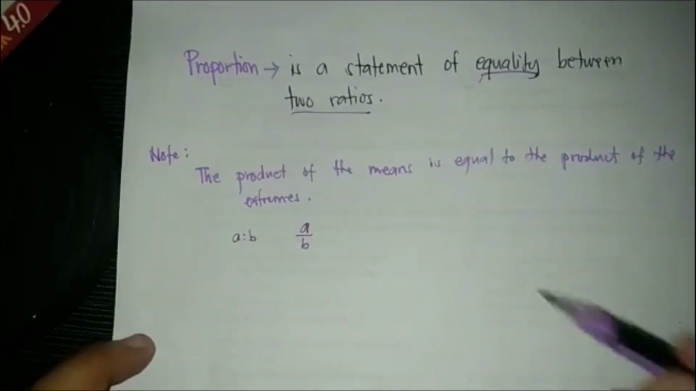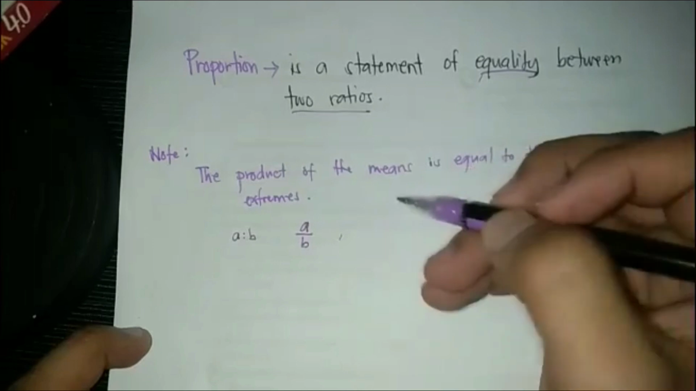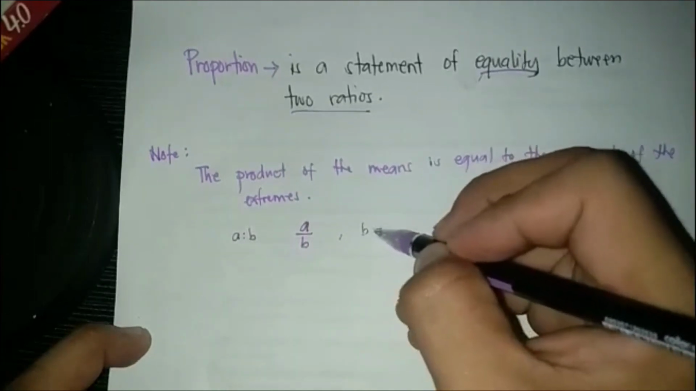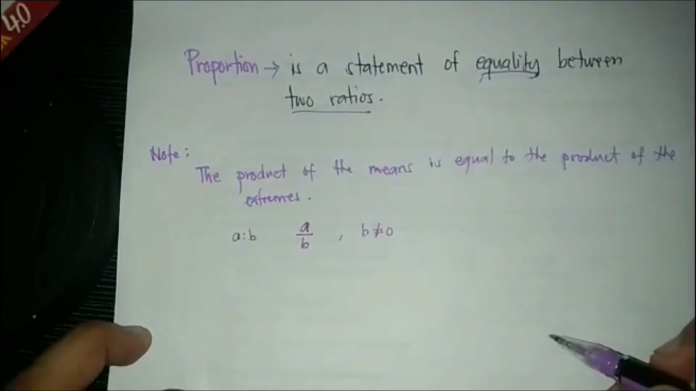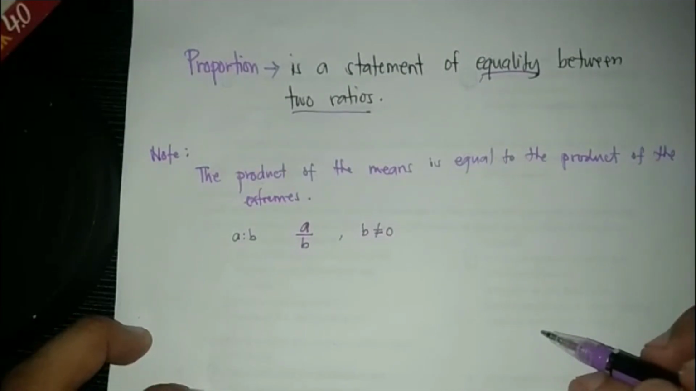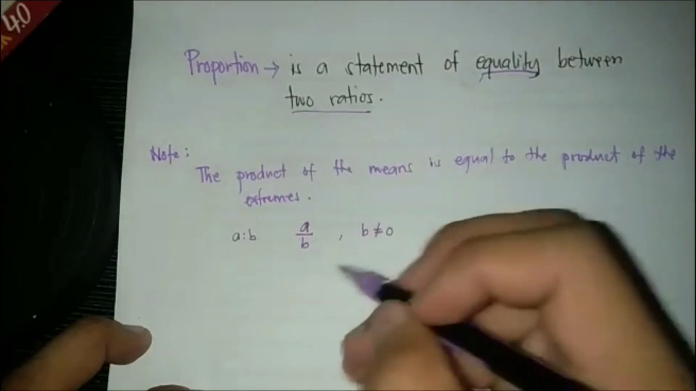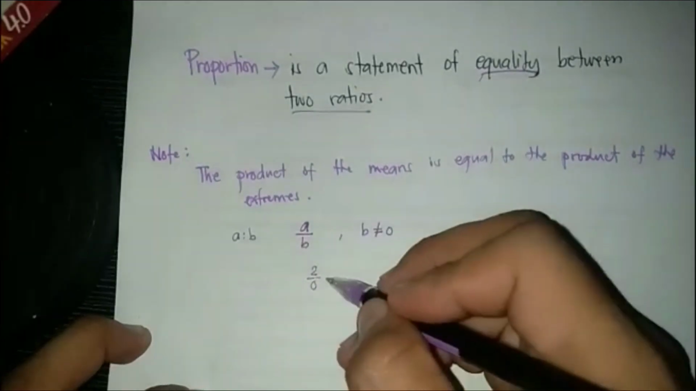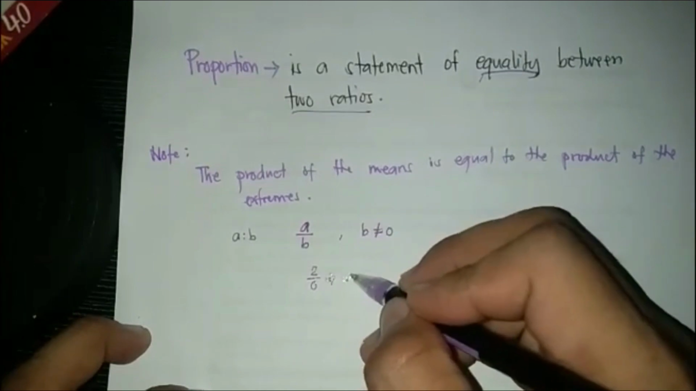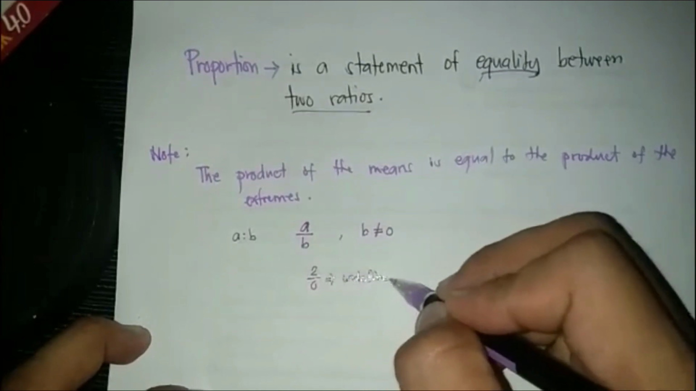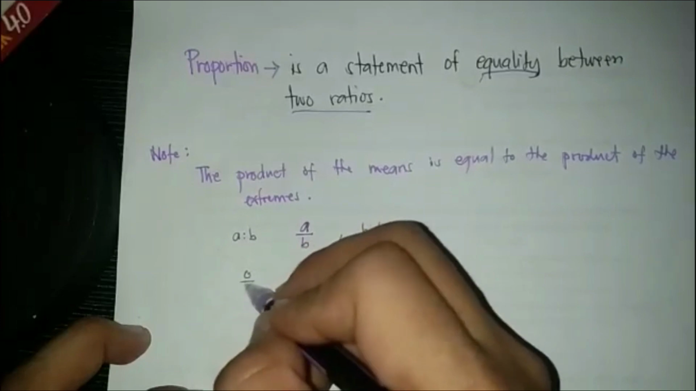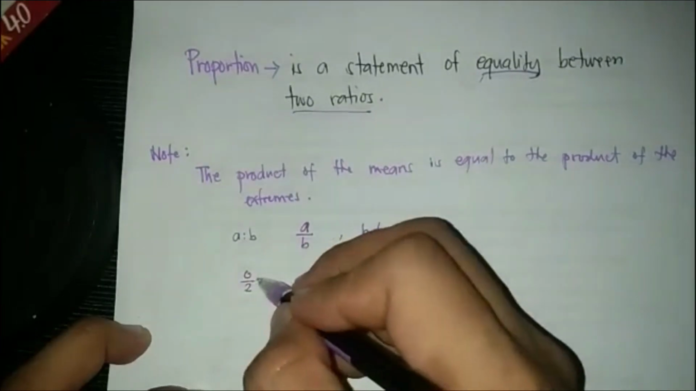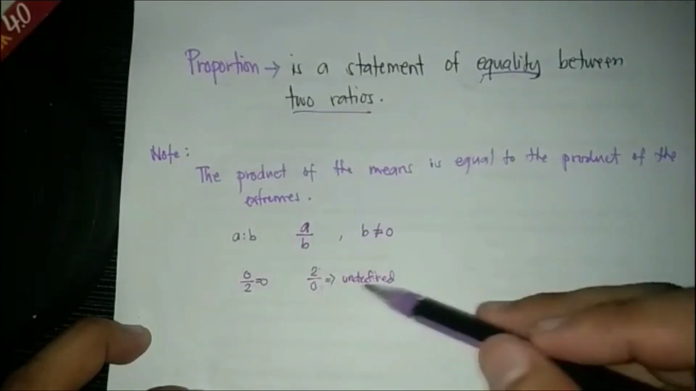Provided that B must not be equal to 0. Yan po yung concept ng ratio. Okay, so bakit hindi pwedeng maging 0 yung B? Kasi kapag maging 0 yung B, say for example 2 is to 0, magiging undefined po yan. Yung 0 over 2 pwede po yan, yung sagot po dyan 0, pero yung 2 over 0 undefined po yan.